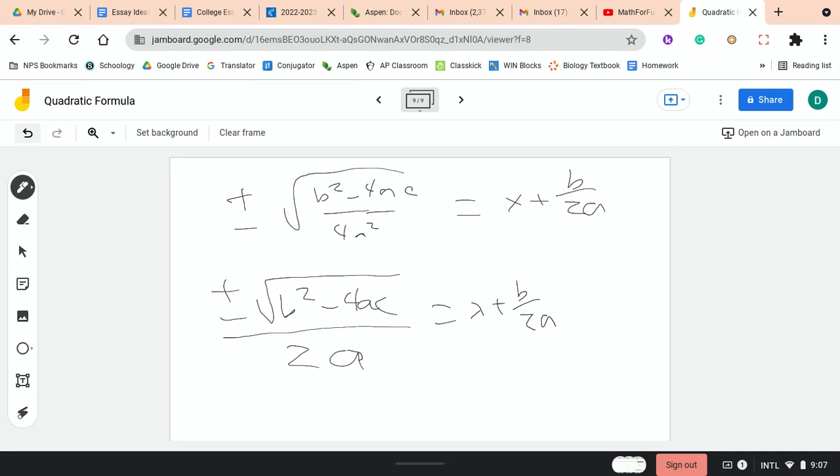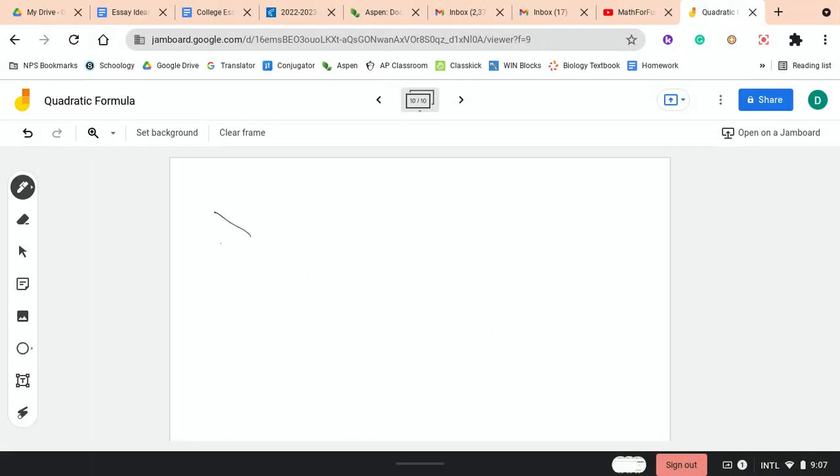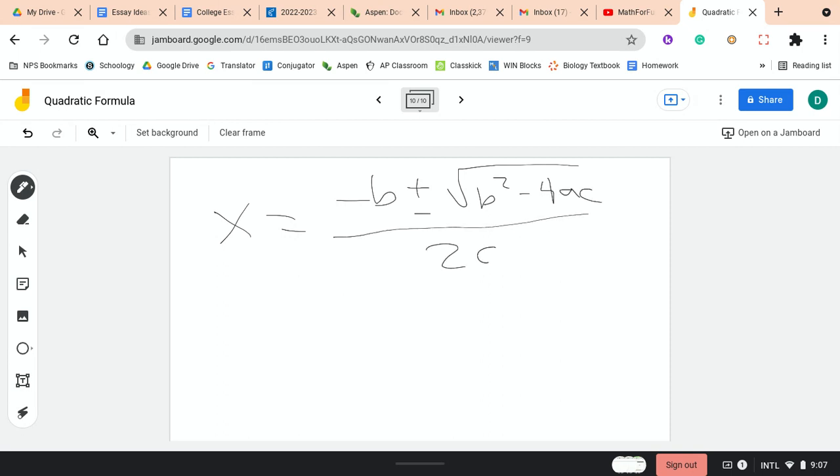To solve for x, all we have to do is subtract b over 2a from both sides. So when I do that, this will become 0, and we'll get a negative b over 2a over here. And you'll notice these two fractions have a common denominator here, so we can combine them. So the last thing we'll get is x equals negative b plus or minus the square root of b squared minus 4ac, all of it over 2a, because we combined fractions with a common denominator. And now we're done.